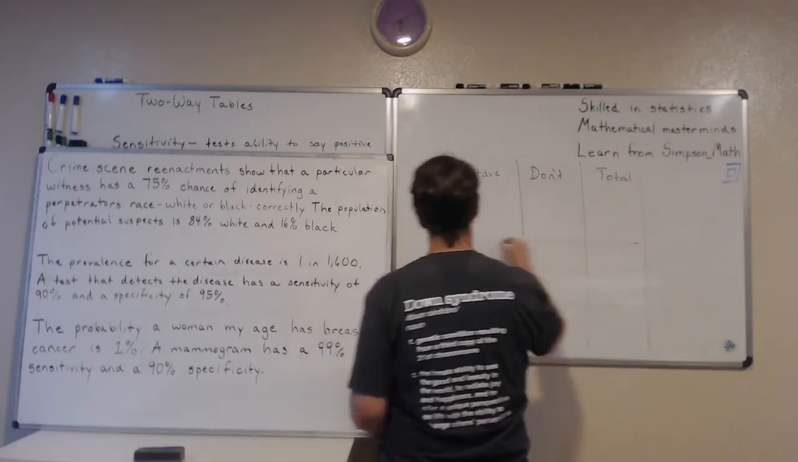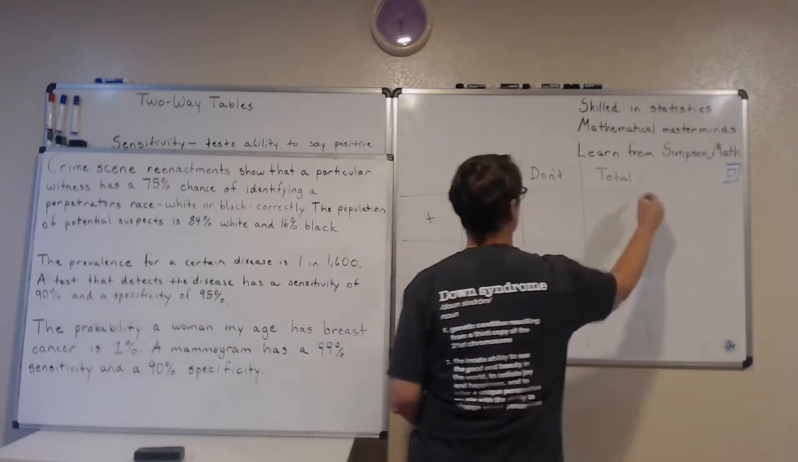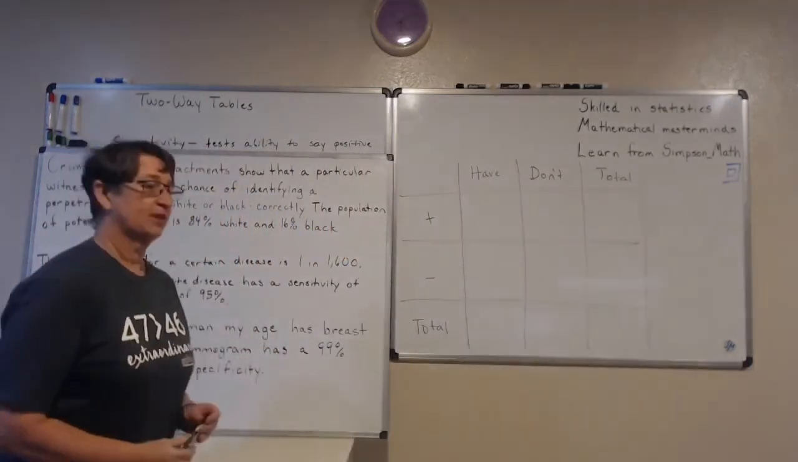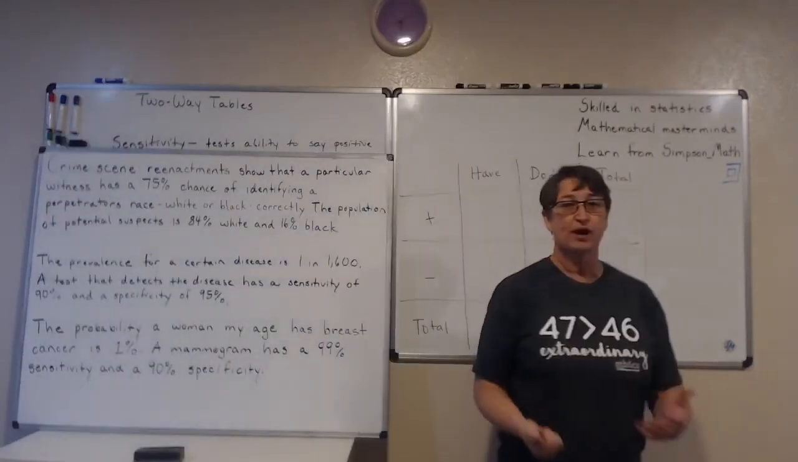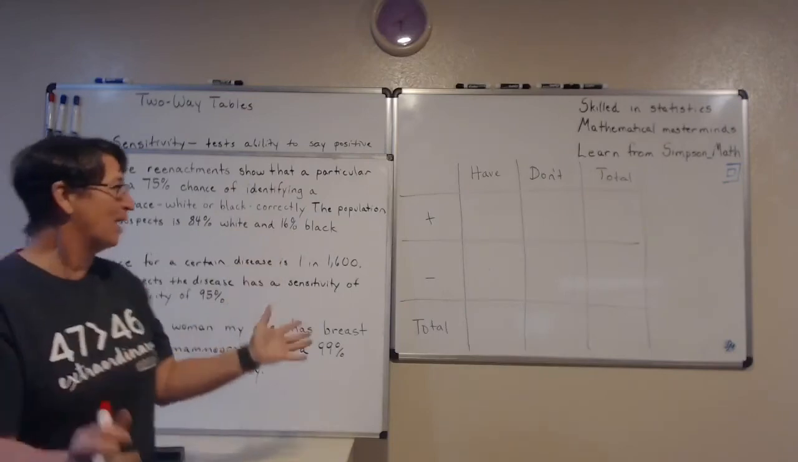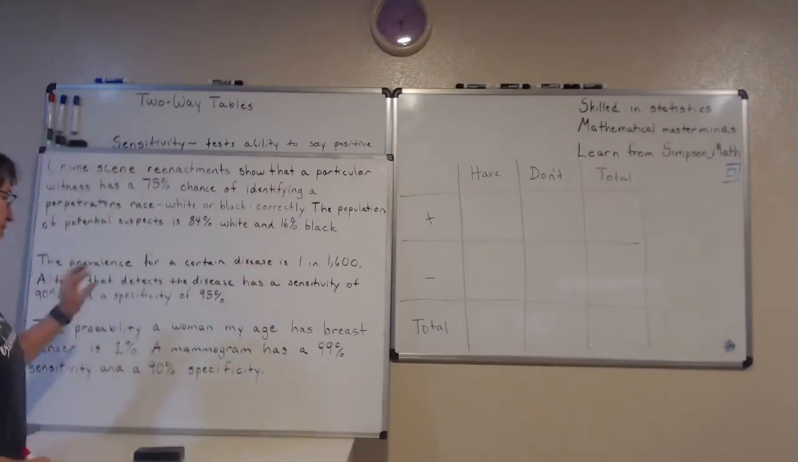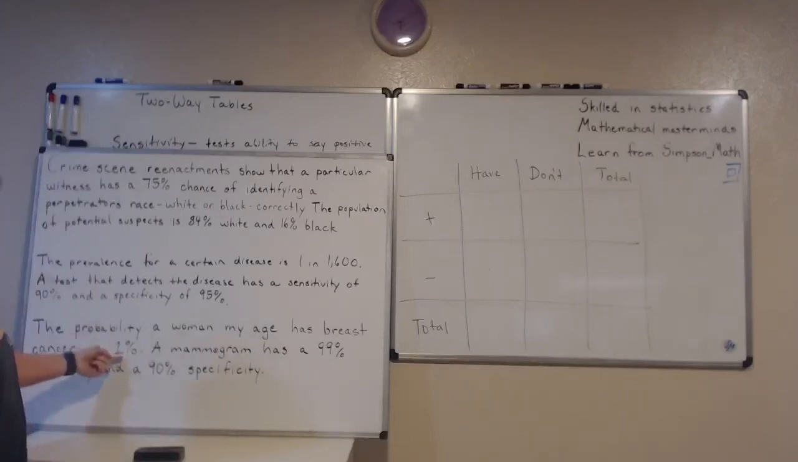There's a total, there's a total. Now we're going to fill it in. And where am I going to start? When I get ready to fill this in, where do I start? Good, the population total. So here it says that a woman my age has cancer is 1%.